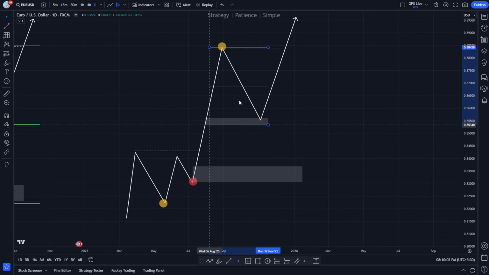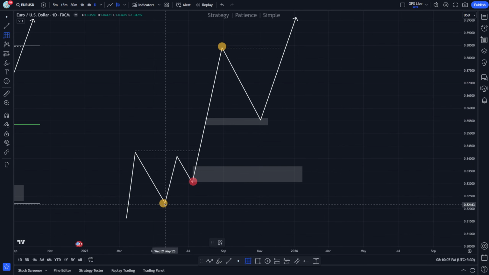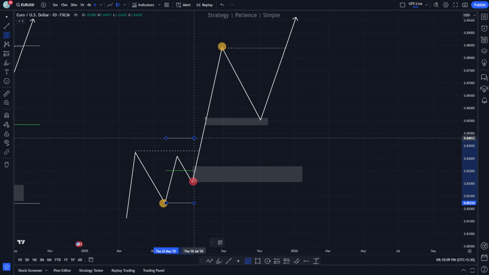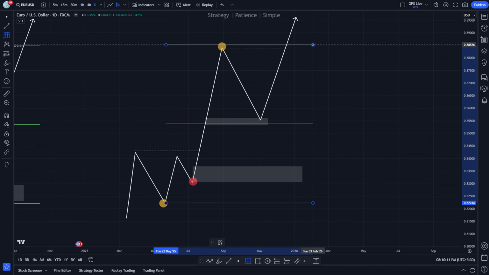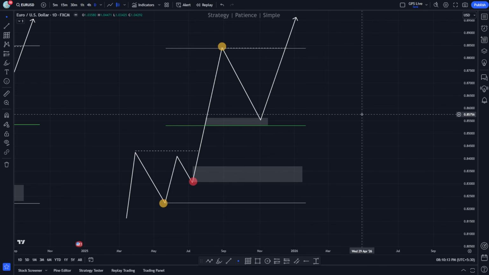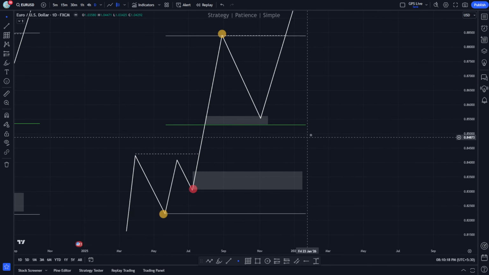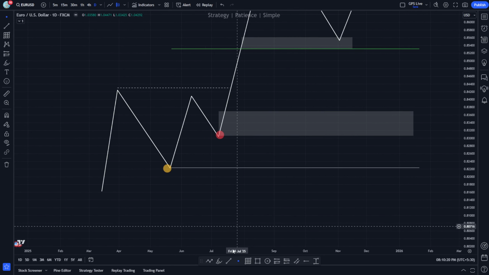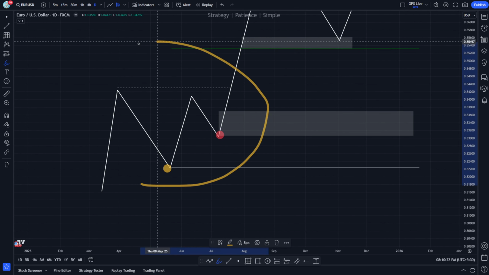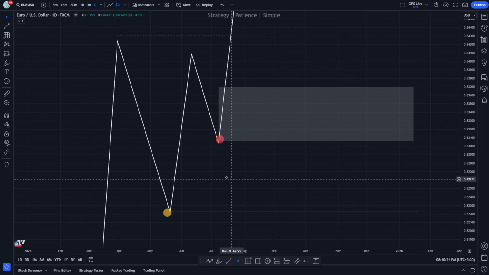So if you're taking your fib levels, I'll just delete this. If you're drawing it from the valid low to the valid high for this particular structure, you will see you are making just a small mistake, which is you're forgetting about something that happened within this structure right here. So let's look at what it is.